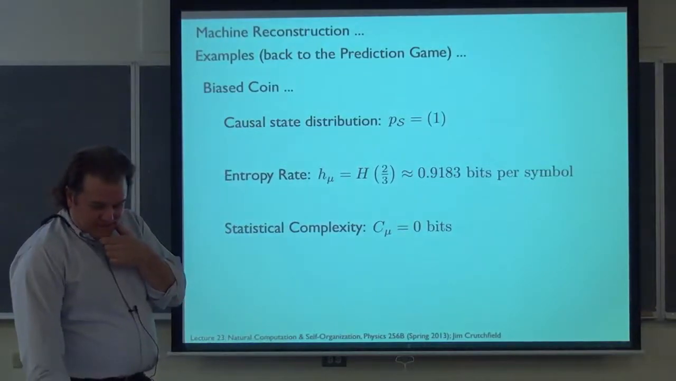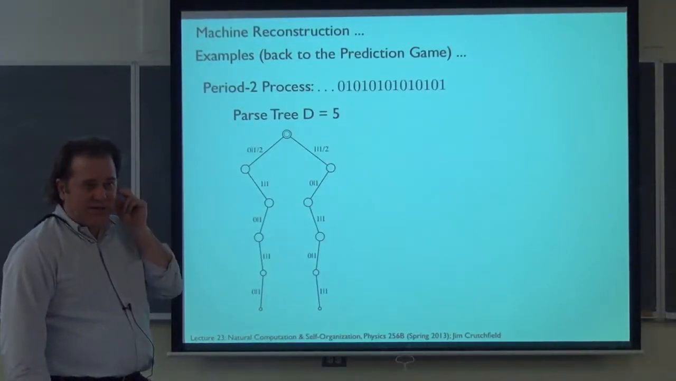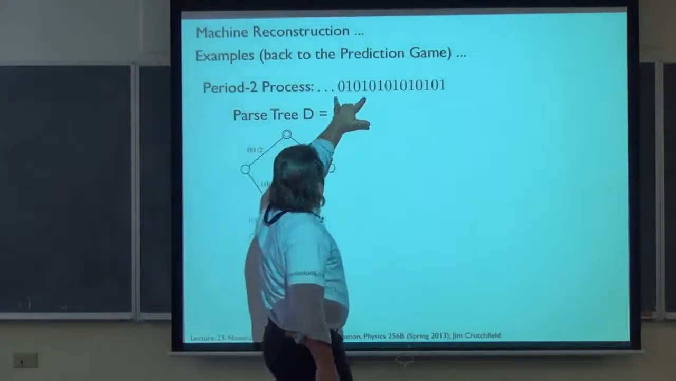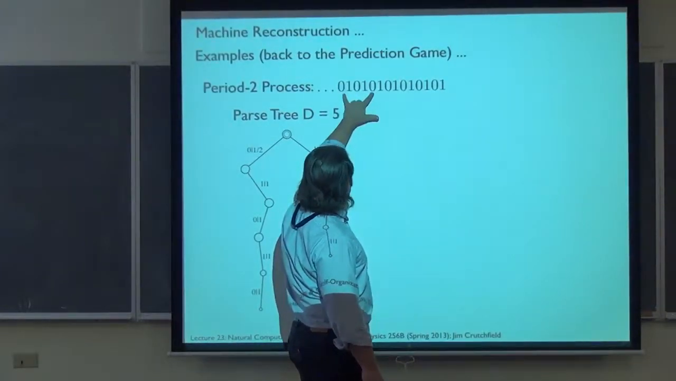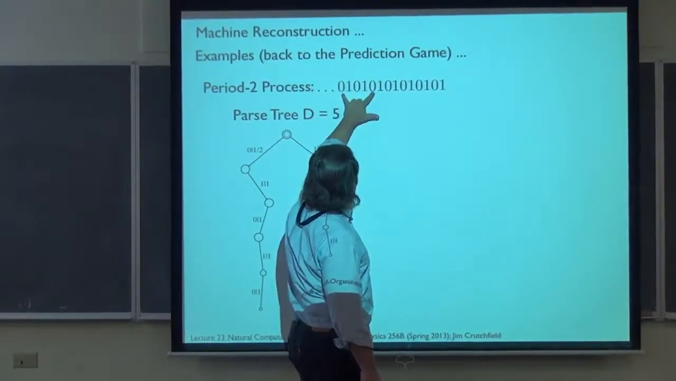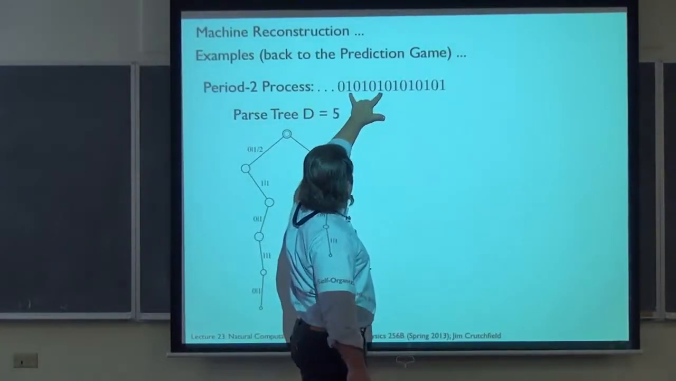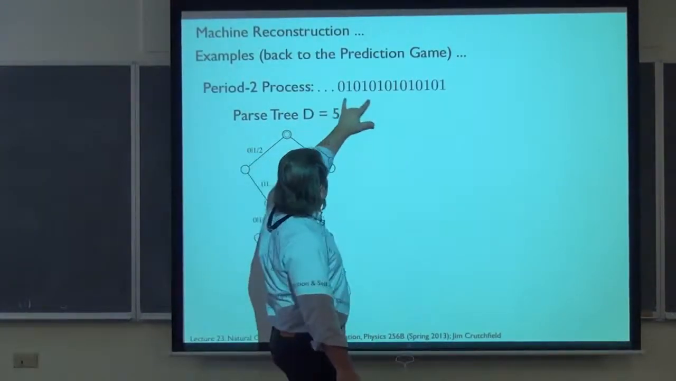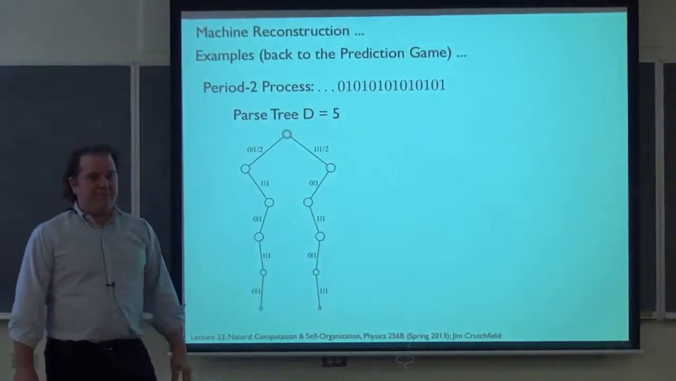Okay, so now for the puzzling case for the prediction game, the period two process. Right, so 0, 1, 0, 1, 0, 1. We go through, look at the word of length 5, 0, 1, 0, 1, 0. Shift over here, I have a new word, 1, 0, 1, 0, 1. Shift again, 0, 1, 0, 1, 0. Okay, then it repeats after that to depth 5.